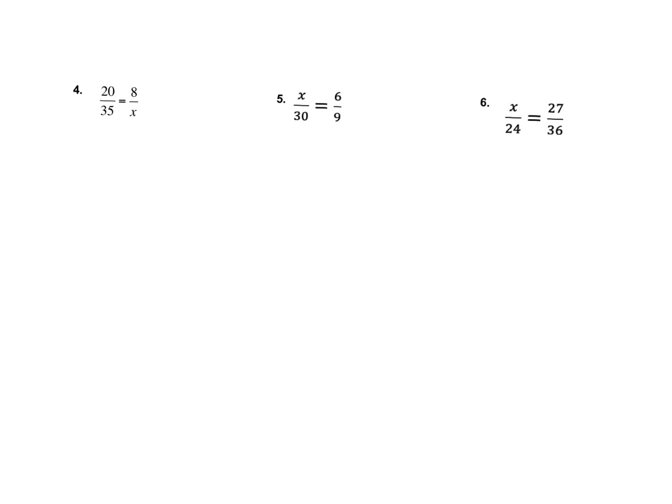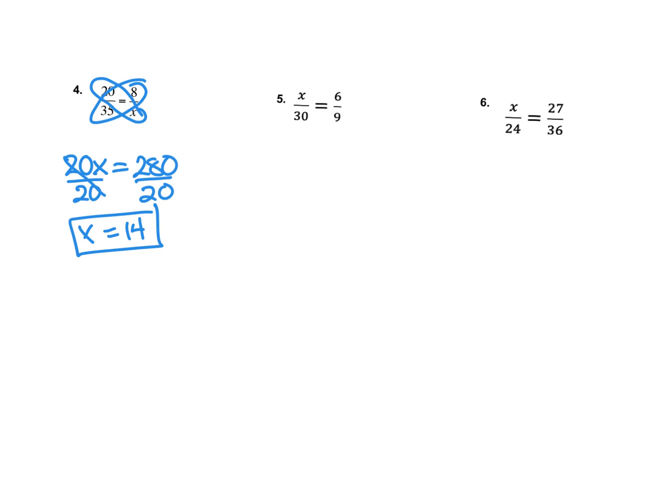All right, so for question number 4, notice it's not easy. I can't easily go from 20 to 8. So this one we're going to want to apply the cross products property. I'm going to multiply 20 times x, and I get 20x. Then I multiply 8 times 35, and you get 280. The 20 is multiplying the x, so I'm going to divide by 20 on both sides. And you have x is going to be equal to 14.